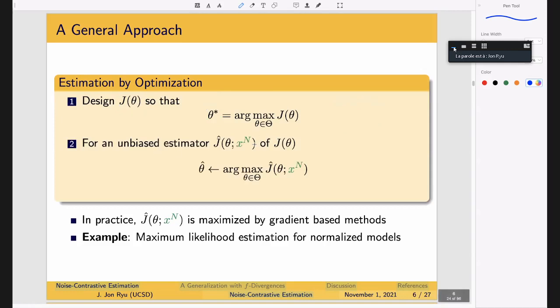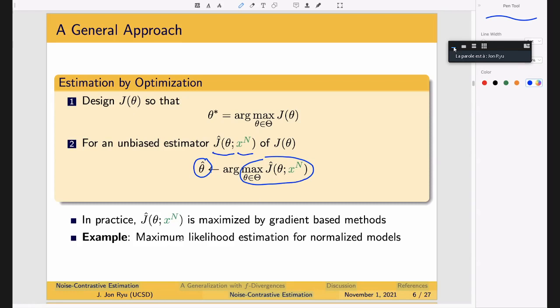And given samples, what we are going to do is use an unbiased estimator of J theta, which I'm going to denote by J hat theta, given the samples. And I'm going to do the maximization. I'm going to optimize this unbiased estimator of J theta, and take that as my estimator given samples, right? In practice, J hat theta n is often maximized by gradient-based methods. And this is not something very new. This is an old idea.